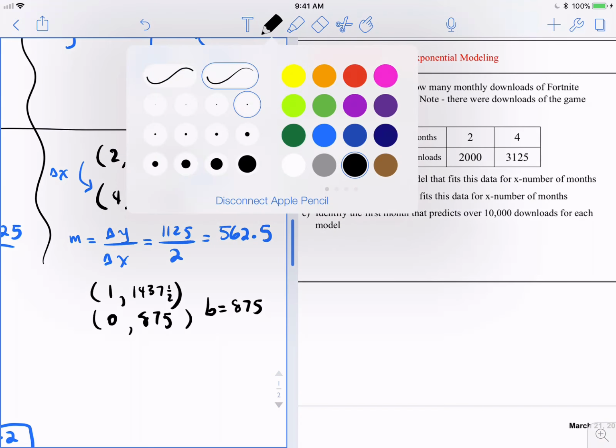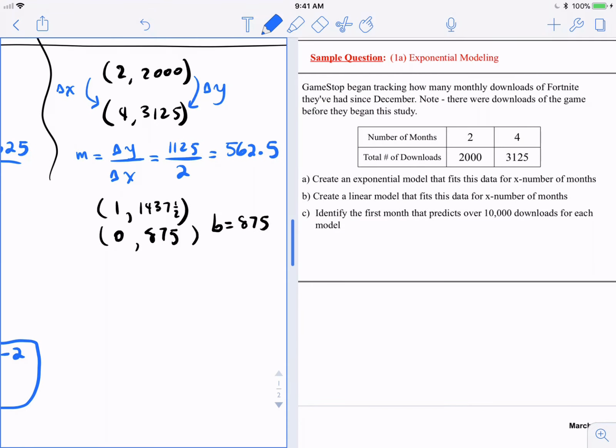Once again, this function is determined. I know m and b. So let's call this g of x, I suppose. We have 562.5x plus 875.